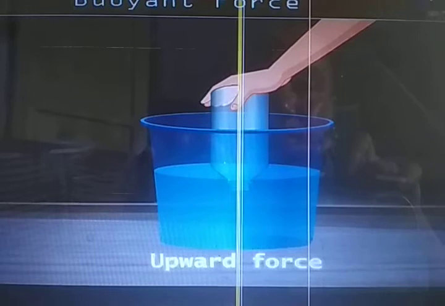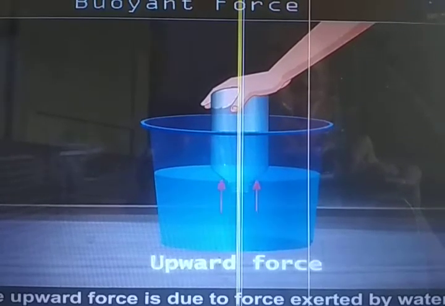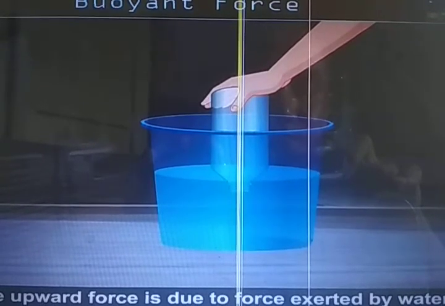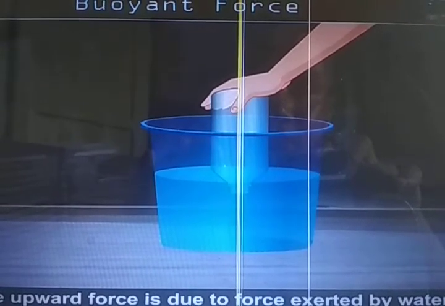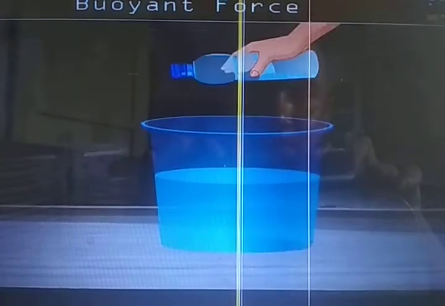At the same time, there is an upward force which is acting against the bottle. Due to the force the bottle is moving, pushing us up.